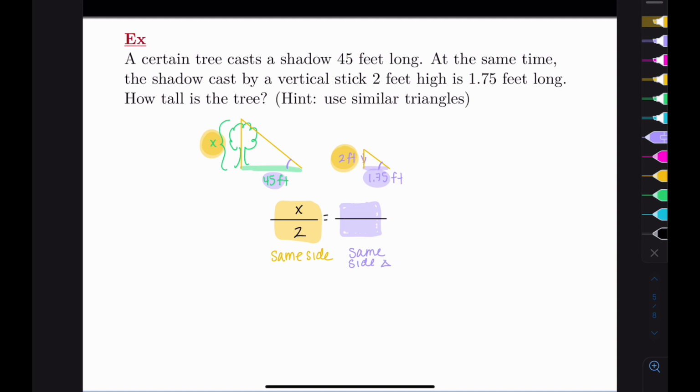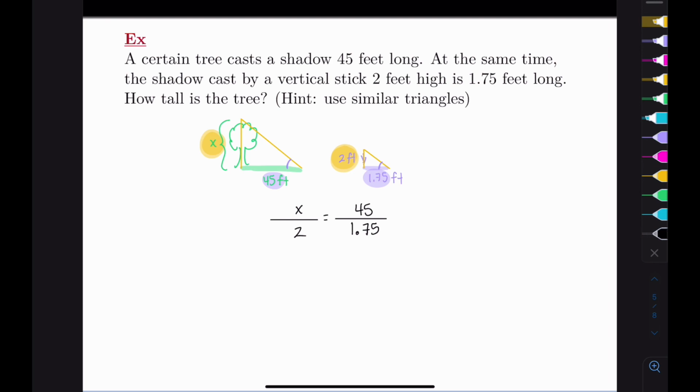But in the top, I put the variable that was dealing with the tree. So I want to do the variable in the tree up top. And in the bottom, I want to do the side from the stick, because that's what I put in the bottom over here. So from our tree, the one side length is 45. The corresponding side for the stick is 1.75. So it keeps everything consistent both vertically and horizontally. Okay, so we're able to set up this proportion that we want to solve.